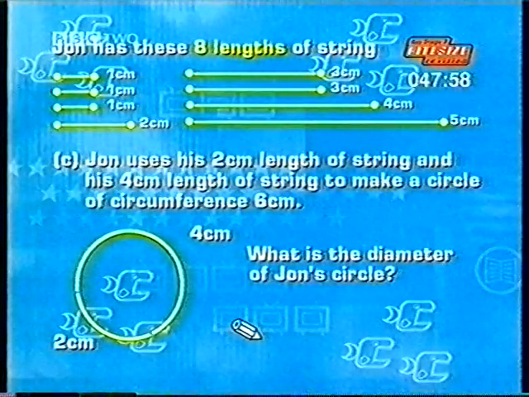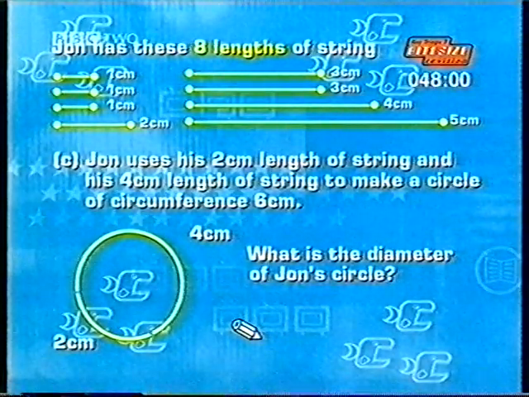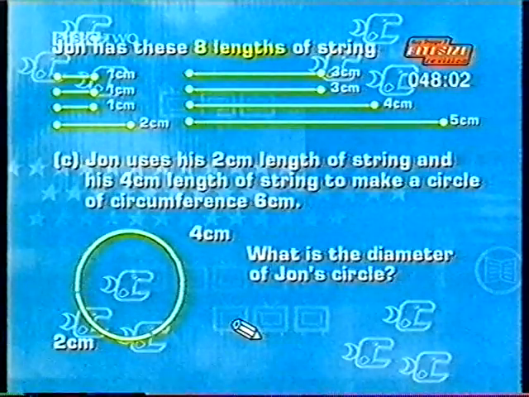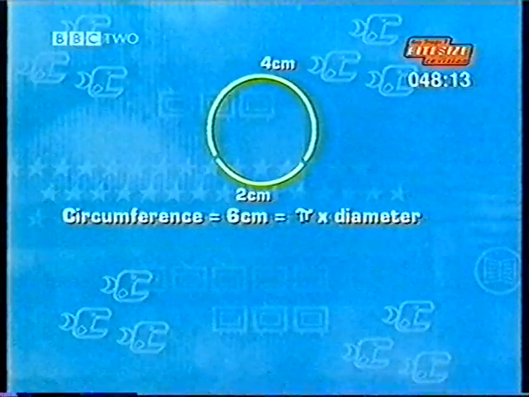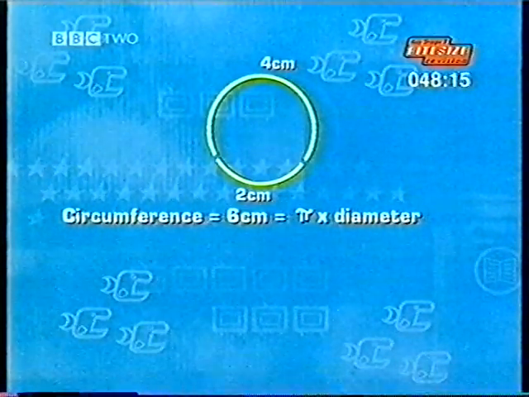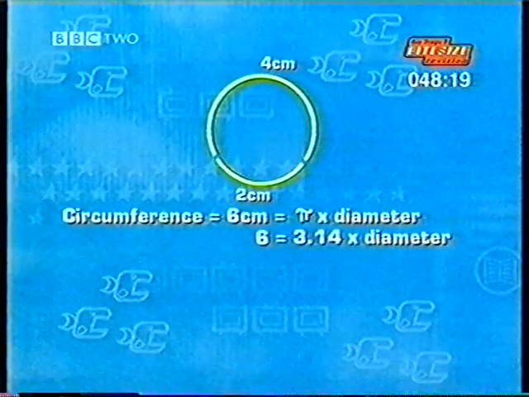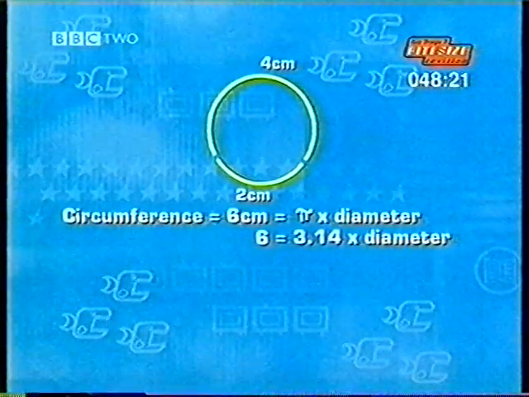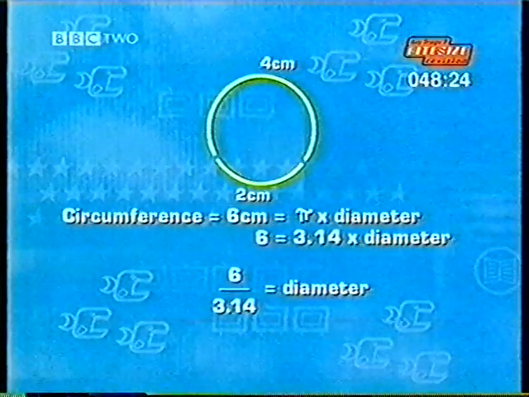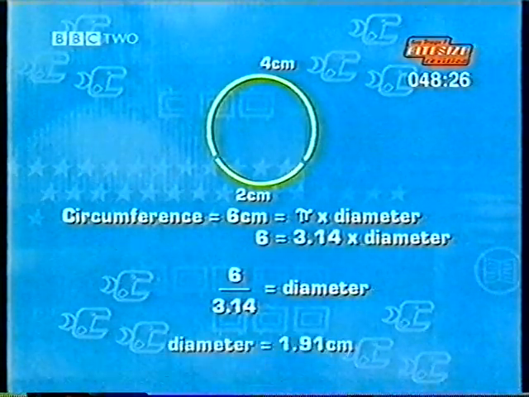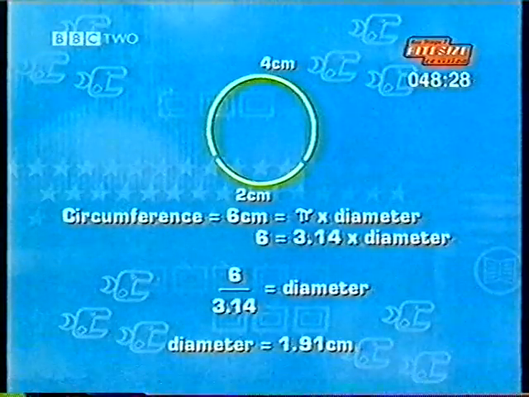When starting a mathematics problem, it's a good idea to write down what you know about the question. In this case, you know that the circumference is 6 centimetres. You also know that the circumference of a circle equals pi multiplied by the diameter. So put what you know in the formula. The circumference is 6, so the diameter is 6 divided by pi, giving an answer of 1.91 centimetres.